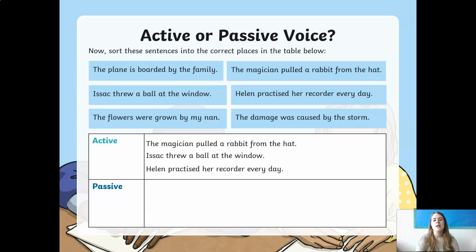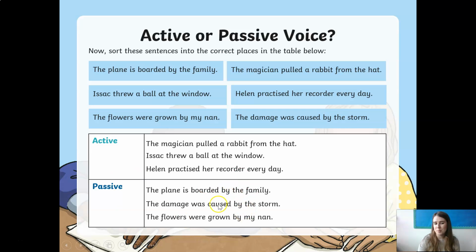Okay, so now if we have a look at the passive sentences, we've got the plane is boarded by the family, the damage was caused by the storm, and the flowers were grown by the man. Okay, so we can see how that makes them passive. Okay, had we changed them to active, it would be the family boarded the plane, the storm caused the damage, and the man grew the flowers. So you can see how we can change all of those sentences round.